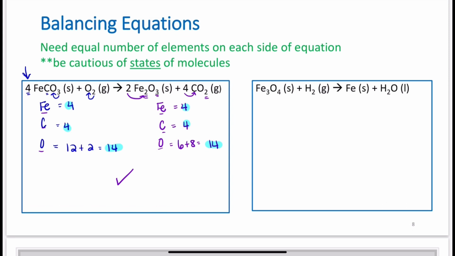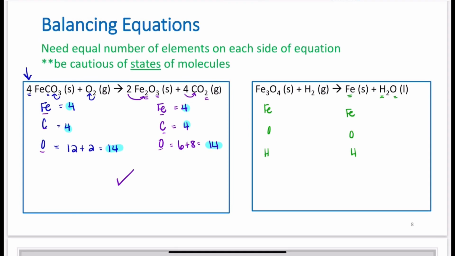Let's look at this next one. Fe3O4 plus H2 giving me Fe plus H2O. So I've got iron, oxygen, and hydrogen. Iron, oxygen, and hydrogen. Careful, because here if I wrote iron, hydrogen, oxygen, they're not going to be the same down here, and then I'm likely to mix them up when I'm balancing the reaction. So I always write the elements in the same exact order. Here I've got 3 iron, 4 oxygen, 2 hydrogen. Here I have 1 iron, 1 oxygen, and 2 hydrogen.